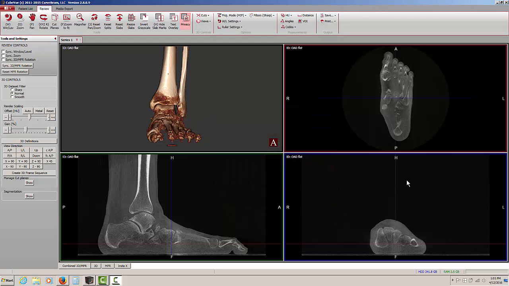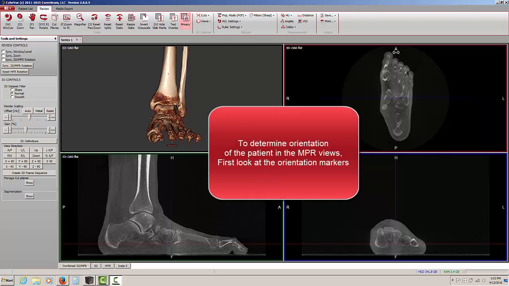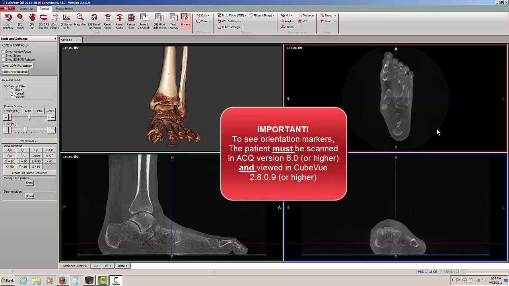Now, to determine the orientation of the patient in your remaining views, your axial view in the upper right, your coronal view in the lower right, and your sagittal view in the lower left, look to see if you have orientation markers for anterior, posterior, right and left, and head and foot. If you do, that tells us that you are scanning your patients in Acquisition Software version 6.0 or higher, and you're also viewing them in CubeVue version 2809 or higher.